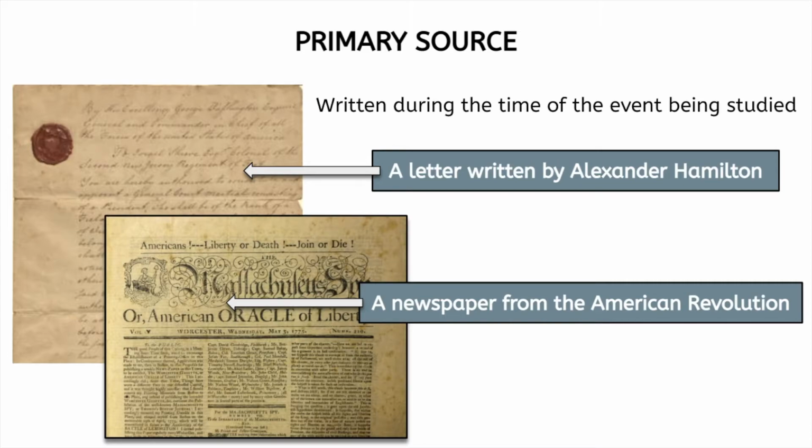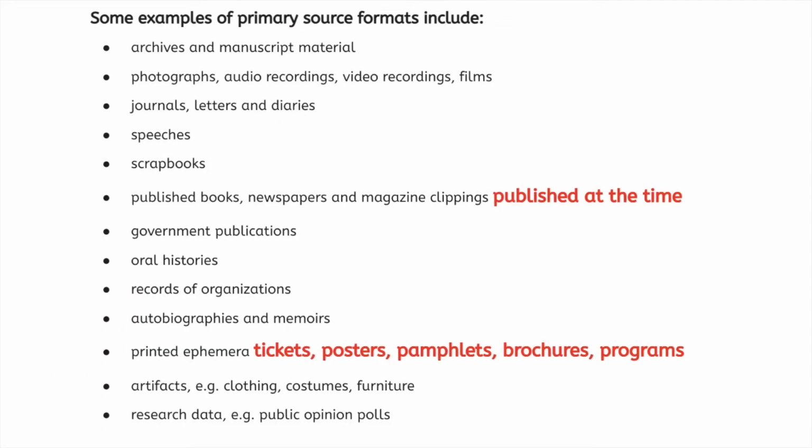So a primary source, as you've heard a million times, is a document written during the time that the event took place that we're studying. So if we were studying the American Revolution, we might go to a letter written by Alexander Hamilton, or perhaps a newspaper article that was published during the American Revolution. These are just a few examples of what a primary source is. It was written by somebody who was there at the time of the event that we are studying or investigating or researching. And there are a lot of different things that would be considered primary sources.